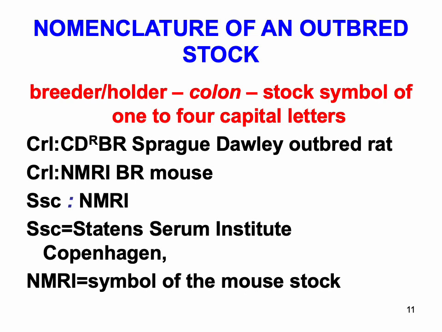Nomenclature for an outbred stock: breeder or holder name, colon, stock symbol of 1 to 4 capital letters. For example, CRL, colon, CD, BR: CRL stands for Charles River, CD, BR, barrier reared, Sprague Dawley outbred rat. Or CRL, colon, NMRI, BR mouse. Or SSC, colon, NMRI, SSC: Statens Serum Institute, Copenhagen.